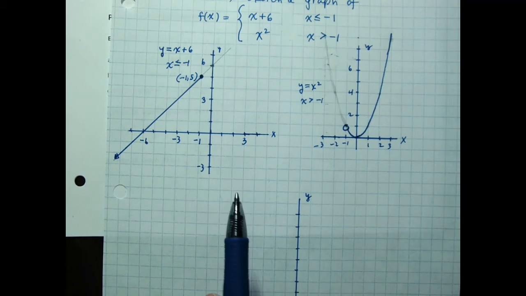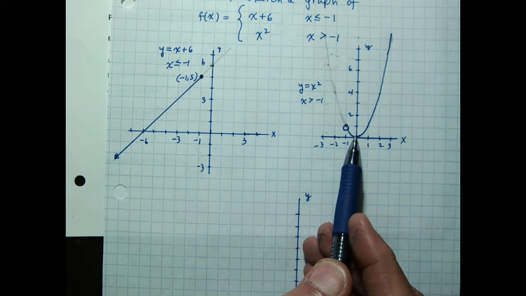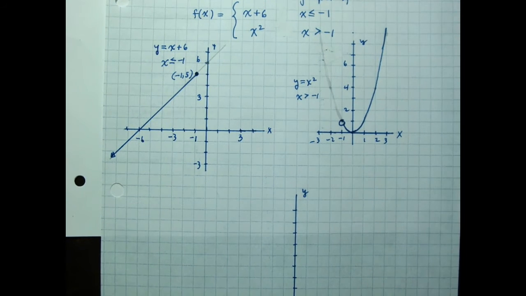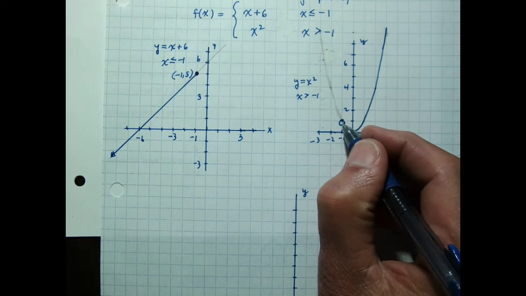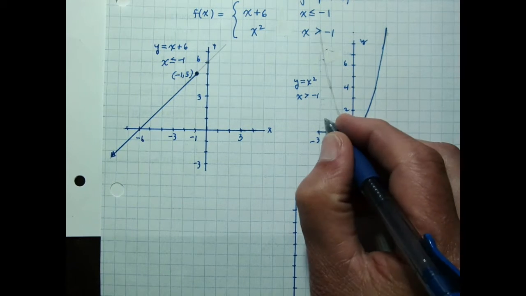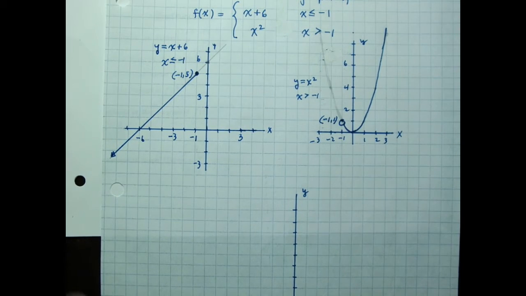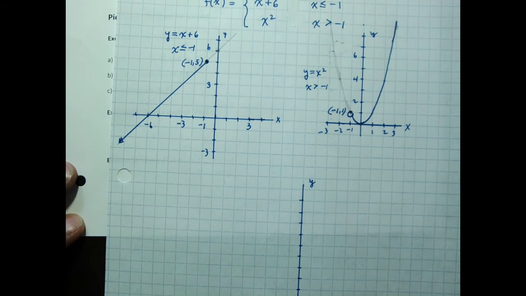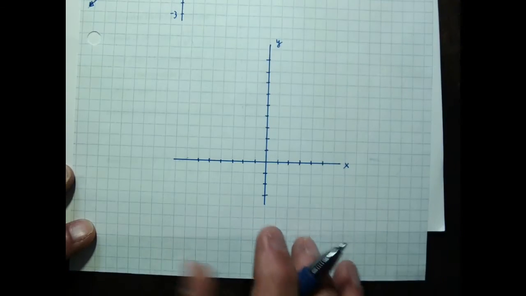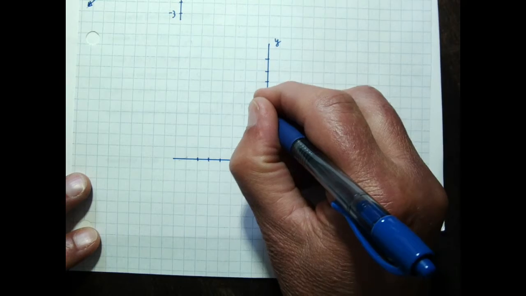So our final answer is going to be the blue piece drawn here and the blue piece here on a common coordinate system. I'm going to have to work with this point with the open circle. Let me just label it. That's negative 1, 1, as you're going to see below in a moment. So let me first transfer the straight line. I want to mark that negative 1, 5 point: negative 1, 1, 2, 3, 4, 5.